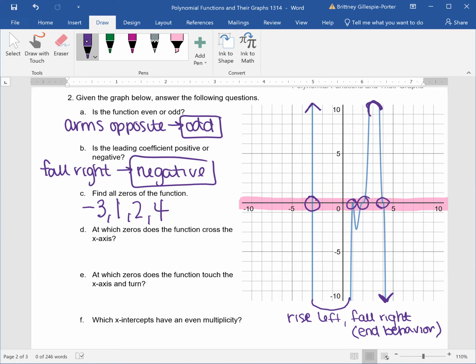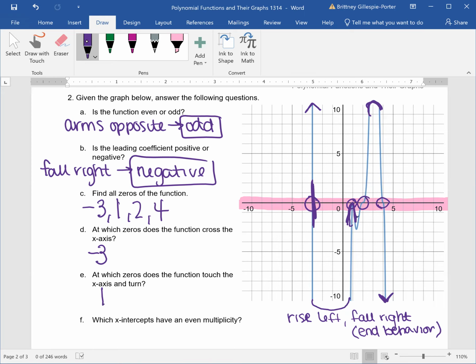I'm going to do parts D and E together. We want to know where we cross and where we touch and turn. So what I'm going to do is work from left to right and look at each of the zeros. At x equal -3, I'm crossing because I'm going straight across. I'm going from the positive side of the x-axis to the negative side. So we cross at -3. At 1, we come up and we turn back around. Up and turn around, which means that we are touching and turning at x equal to 1.